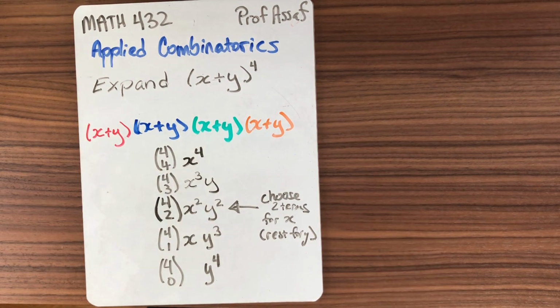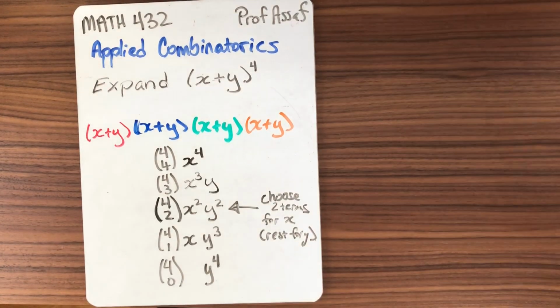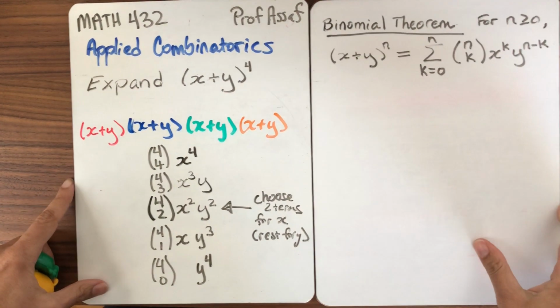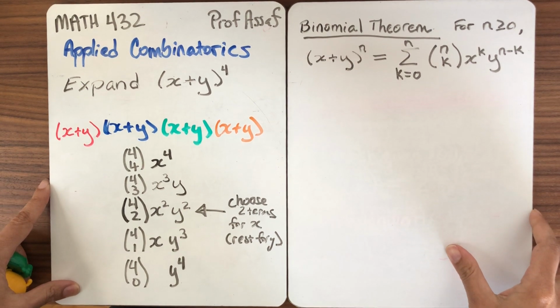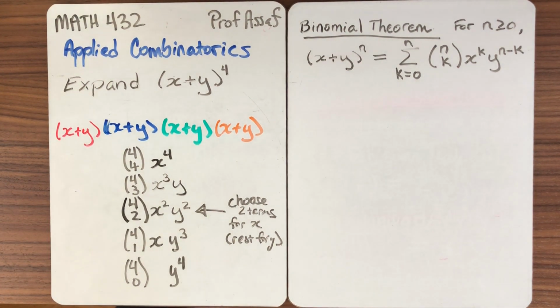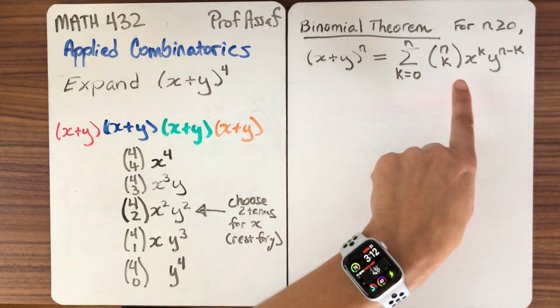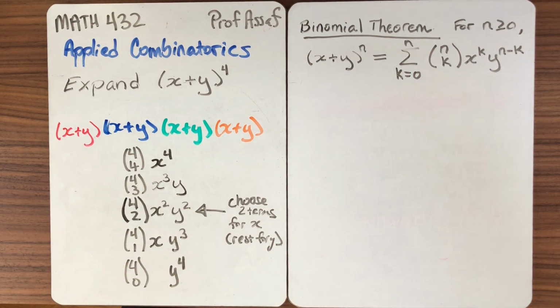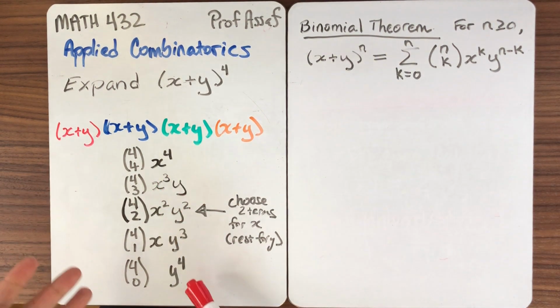Well, there's nothing special about the number 4. So what we have is the binomial theorem, which can be stated as x plus y to the n is the sum from k equals 0 to n of n choose k, x to the k, y to the n minus k.